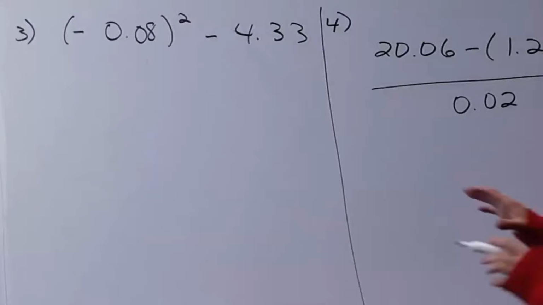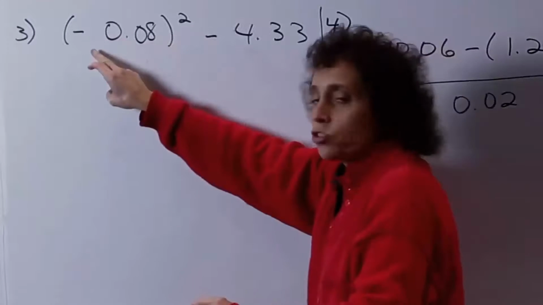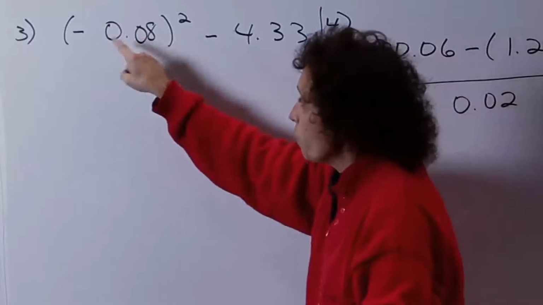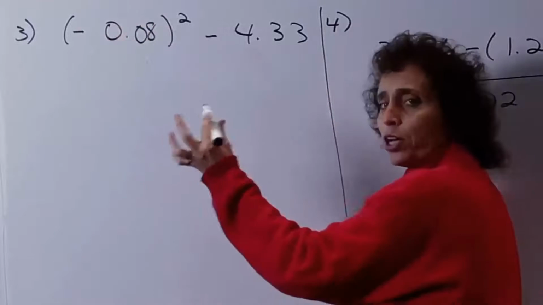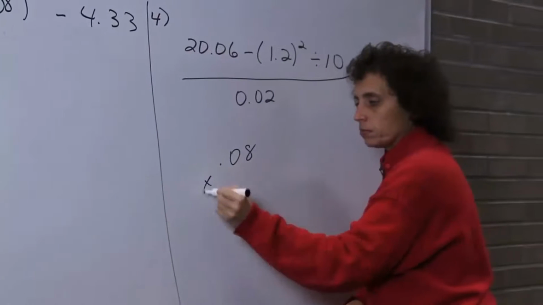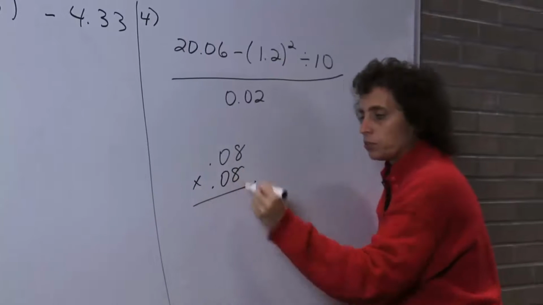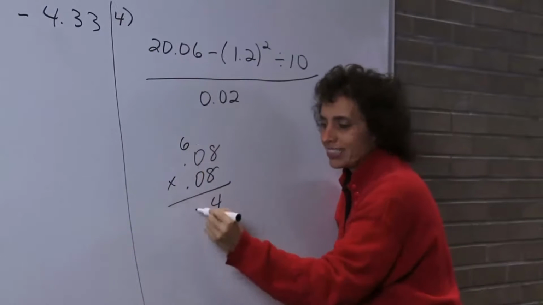All right, let's take a look at this. Let's see how you did. Remember that this exponent works on what's to its immediate left, so we're squaring this whole thing because it works on the parentheses, so this is going to be a positive. Now we're going to have to take 0.08 and square it. Okay, I'm going to do that here. 8 times 8 is 64, carry the 6. 8 times 0 is 0, plus 6 is 6.